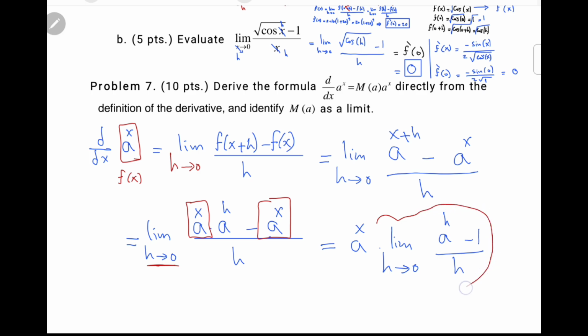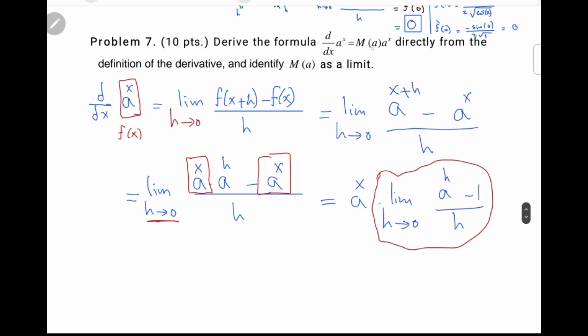So this basically represents the function m of a. So as you can see here, when you substitute h, this will be a function of a only. So this is defined as the function m a. So that's the limit that they're looking for. And that's it. Let's conclude the whole exam, and I'm hoping to solve another one in the next videos.